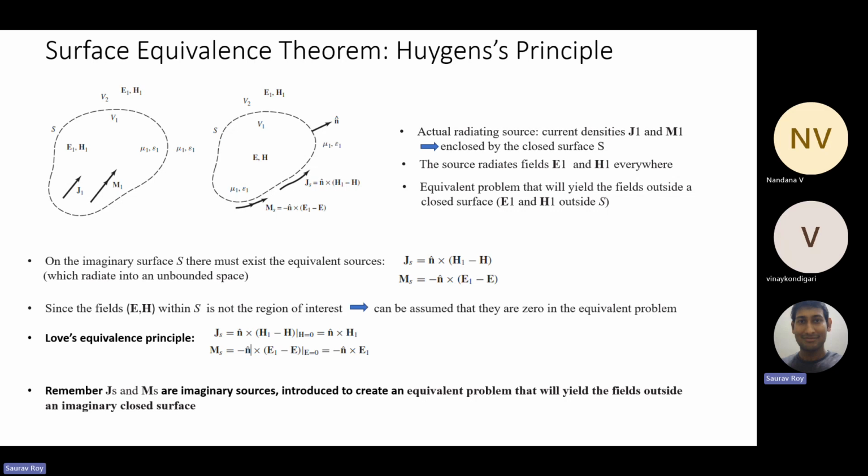This is our imaginary problem, and it can be assumed that they are zero in the equivalent problem. If everything is imaginary inside V1, we will obviously take zero. That will make our calculation easier. So how can we make it zero? We will ensure that this surface... Now I will ask you a question. How can we make this E and H field zero? What can you modify? What would be your surface S so that this E and H would be zero?